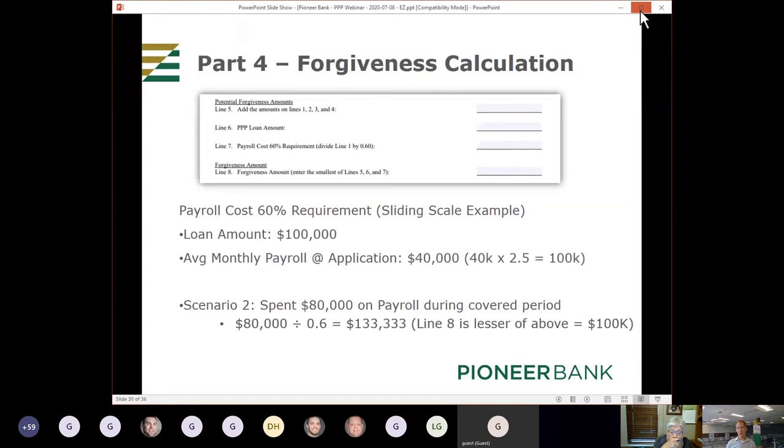And there's no upward limit. You can spend as much on payroll as you like. It's just there's a floor of at least 60%. And so what this would mean is that payroll cost, line 7, won't limit the amount of forgiveness that they qualify for.